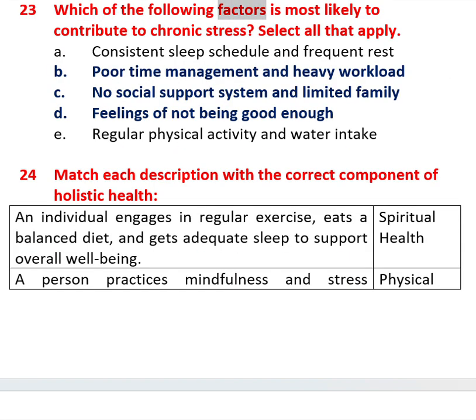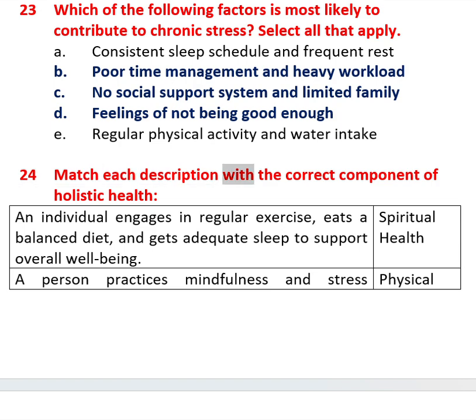23. Which of the following factors is most likely to contribute to chronic stress? Select all that apply. Consistent sleep schedule and frequent rest. Poor time management and heavy workload. No social support system and limited family. Feelings of not being good enough. Regular physical activity and water intake.